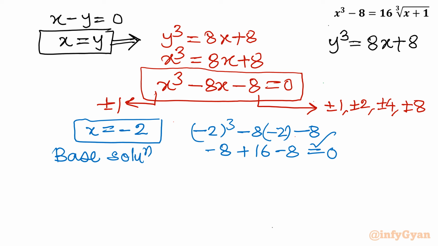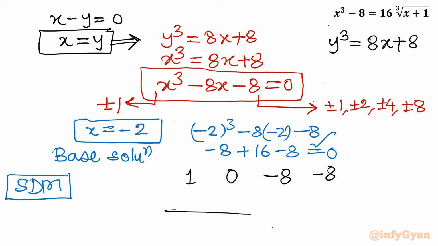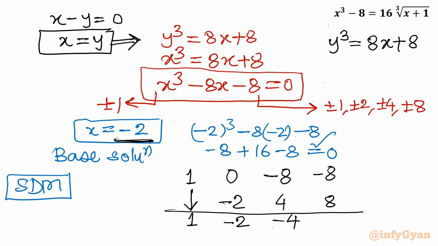Now we are on to the synthetic division method. So let's apply SDM. Let me write all the coefficients of this cubic equation. Coefficient of x cube is 1, coefficient of x square is 0, coefficient of x is minus 8, and the constant term is minus 8. Put one line over there, leading coefficient as it is, 1. Now multiply this base solution minus 2 with this result. Minus 2 times 1, minus 2. Minus 2 times minus 2, plus 4, minus 4. Minus 2 times minus 4, 8, 0. So these are the coefficients for the quadratic equation. So our quadratic equation is x square minus 2x minus 4 equal to 0.